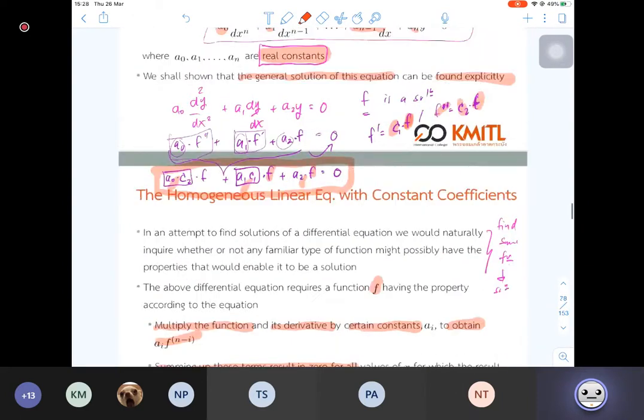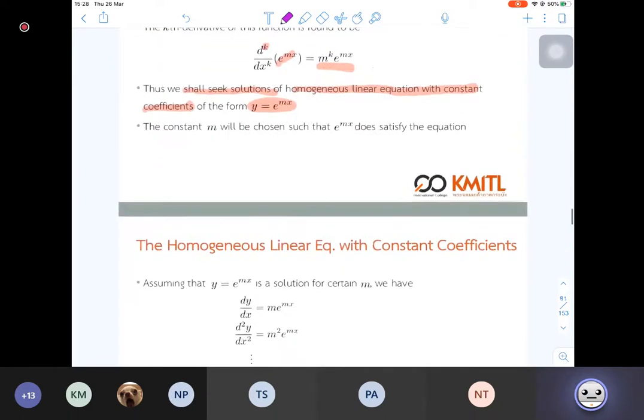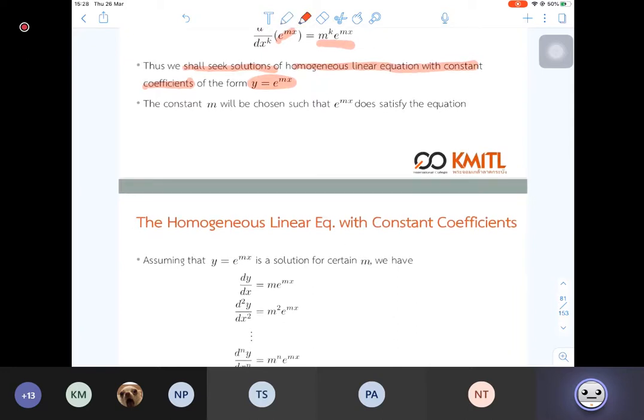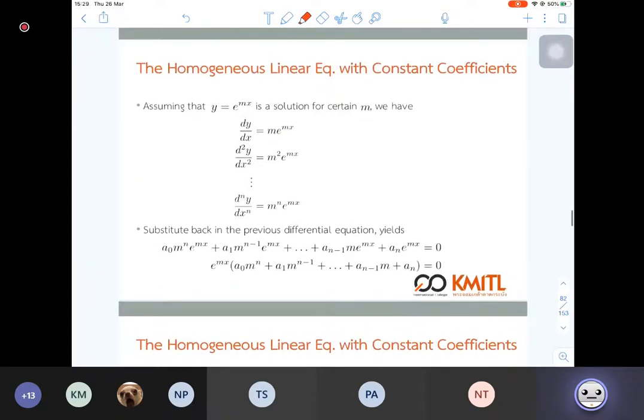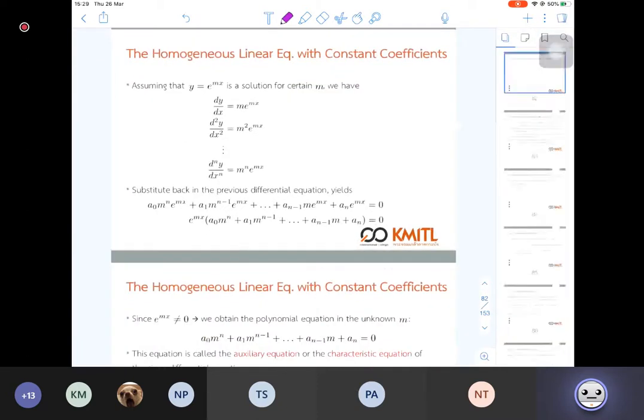Why? Because we already see that if this is the case, f can be cancelled, right? And you can solve just for the right coefficients. And then we get 0 equal to 0. All right. So the problem would be finding the constant m such that e to the power of mx satisfies the equation. Okay. So let's see. Okay, let's put another page here.